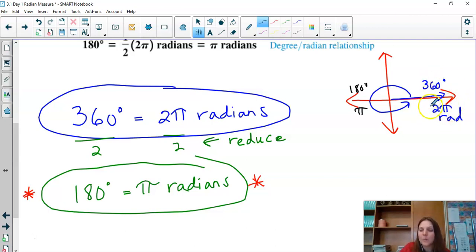However, that can be reduced. That's what the book is doing here on page 94. Dividing it by 2. 360 divided by 2 is 180, which is half of the circle. And 2 pi divided by 2 is pi, which is half of the circle. So this one right here, the one that I marked, is the conversion that we'll be using when we're going between degree measure and radian measure. Again, it's just another name for an angle.